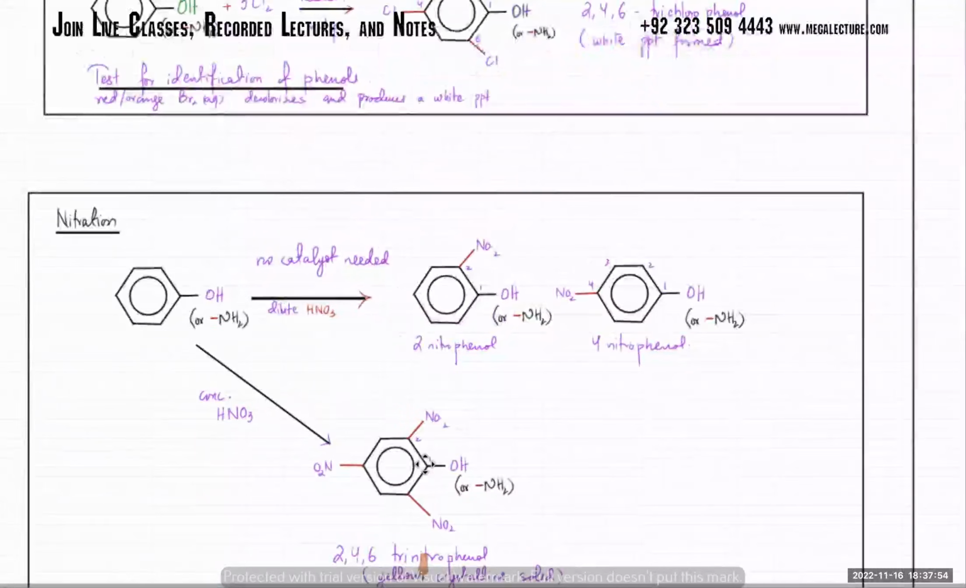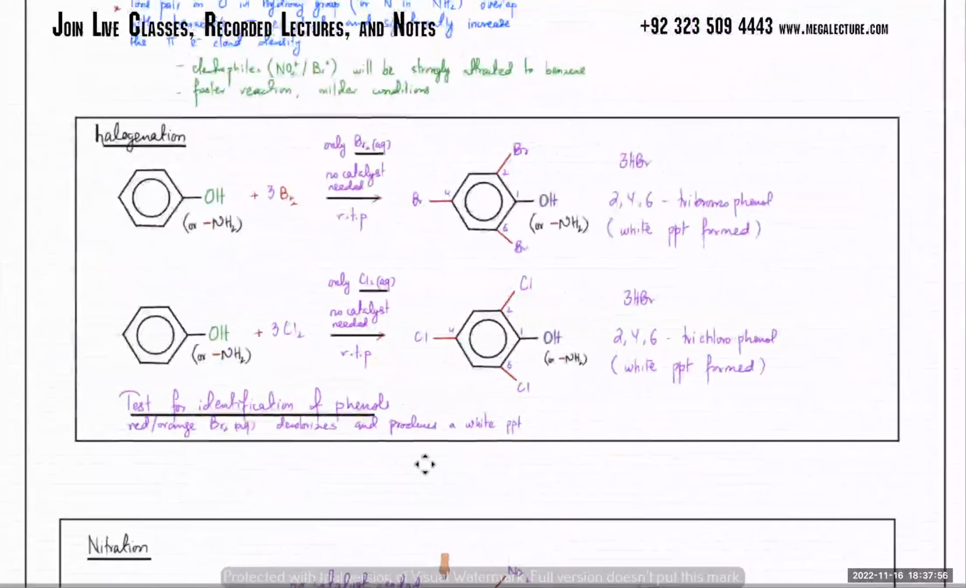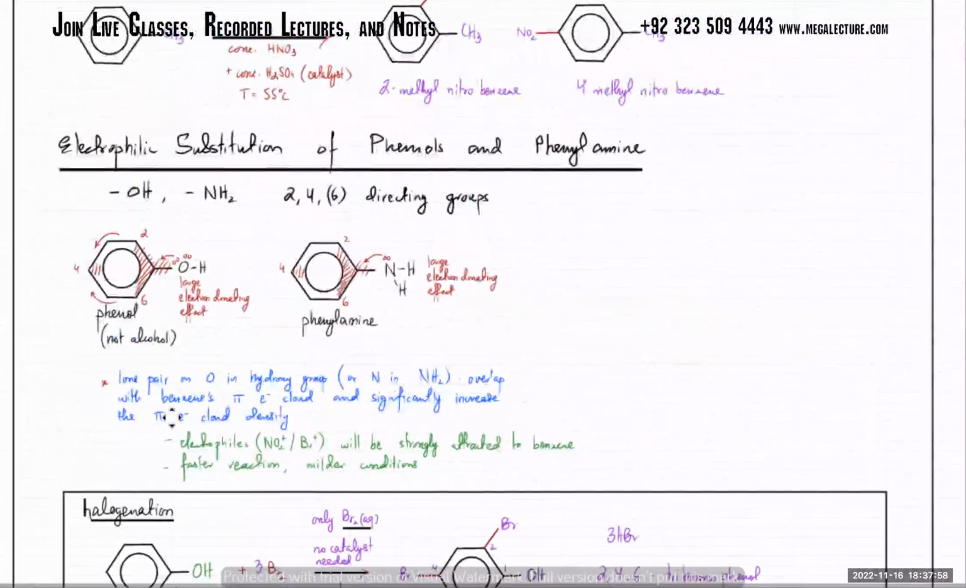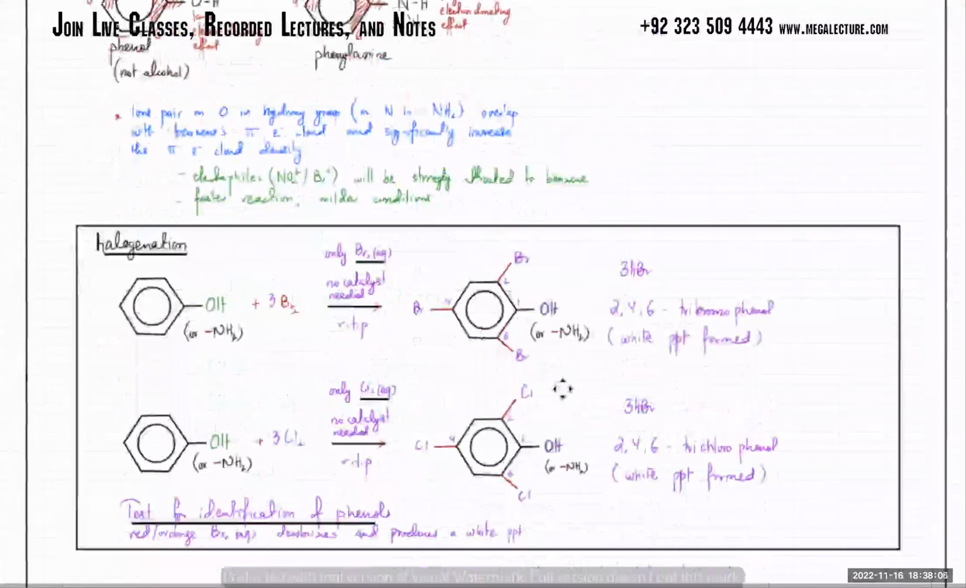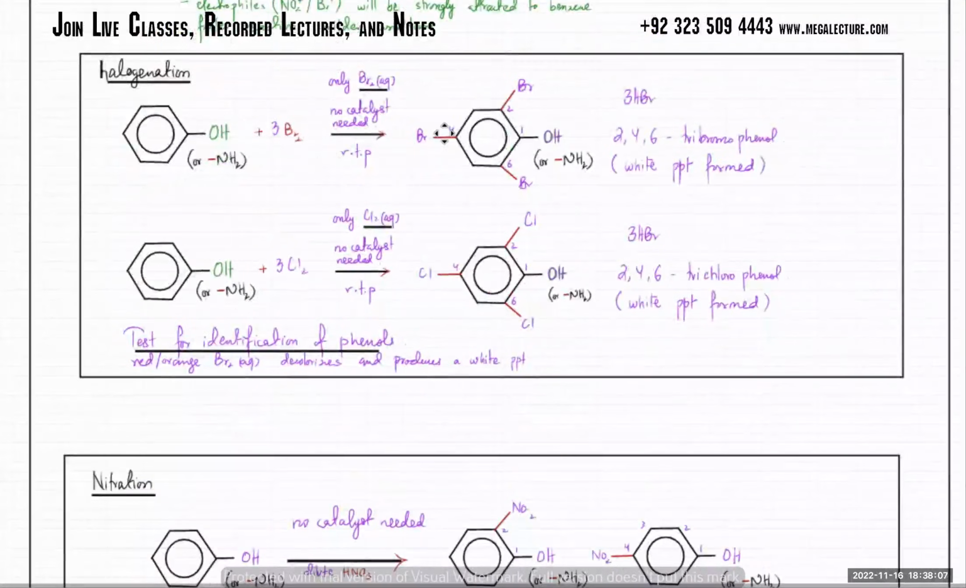Here we did phenols and phenylamine. I told you that over here the electron donating effect is very high, which means that the benzene electron density is extremely high. The reaction is very vigorous. So you don't even need any catalyst. You just need Br2 aqueous. That's the only condition that you require. And bromine gets attached to all three positions, or the chlorine gets attached to all three positions.